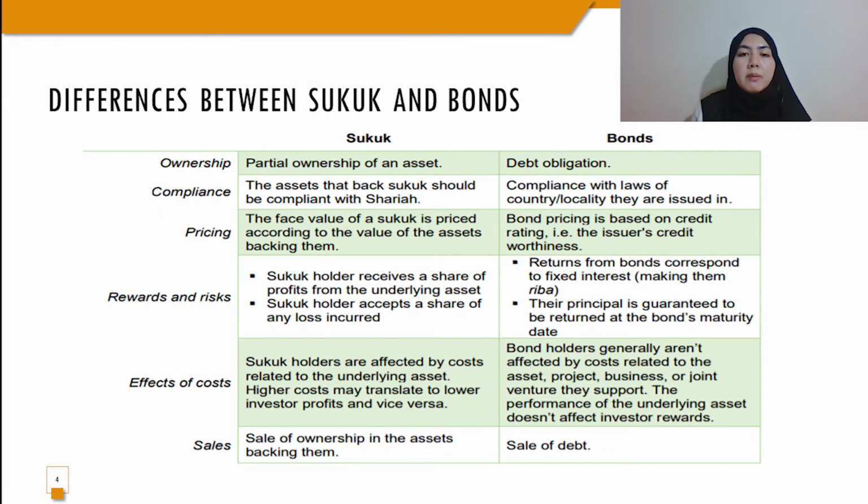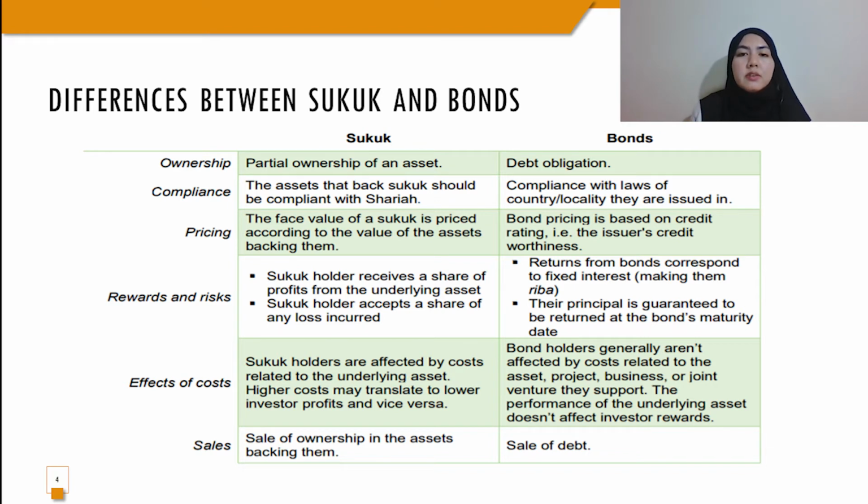Differences between sukuk and bonds. In sukuk, ownership is partial ownership of an asset. Bonds are a debt obligation. For compliance, the asset that backs sukuk should be compliant with Sharia. For bonds, complying with the law of the country they are issued in. The face value of a sukuk is priced according to the value of the asset backing them. Bond pricing is based on credit rating.